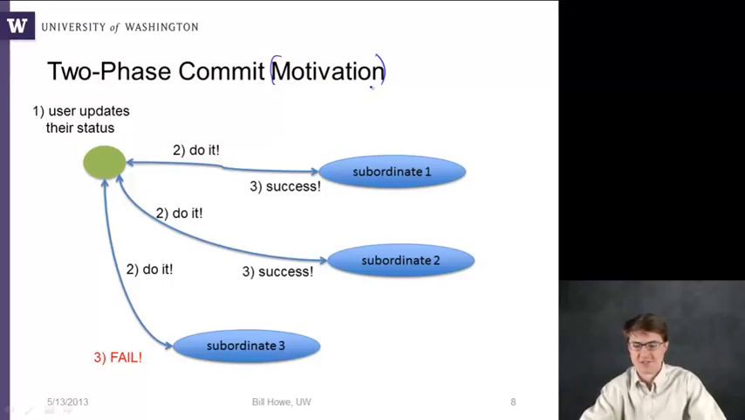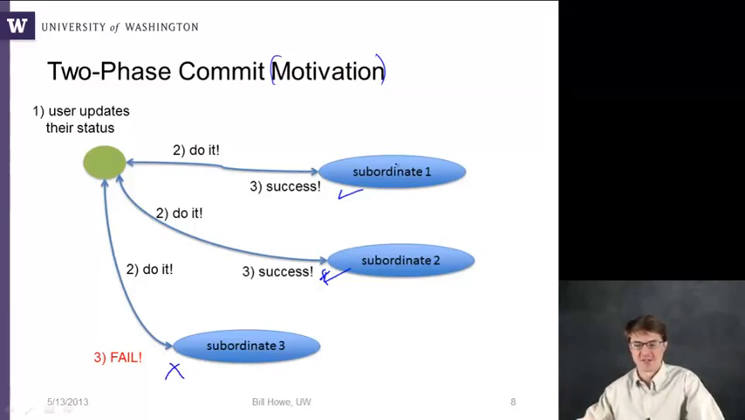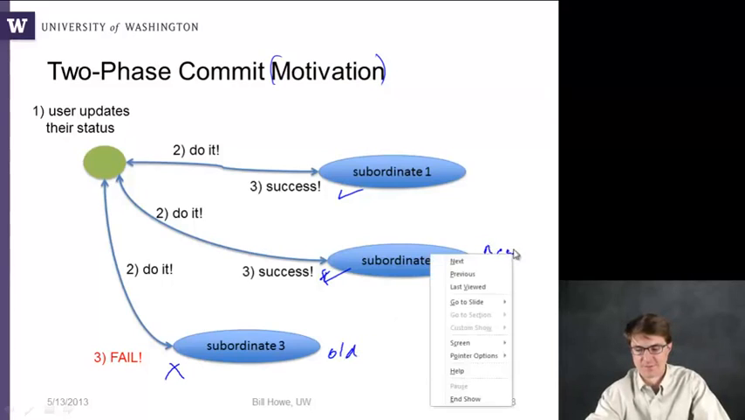But now you're in trouble, right? Because this one has the old value because it failed for some reason. Either you didn't hear back from the server at all, or it said, look, something's wrong with my disk, I can't do it, so it responds with a failure, regardless. And these two have already successfully applied, I'll put a check mark, have already successfully applied the transaction. And so now you're in an inconsistent state. Subordinate 3 has the old value, and these guys have the new values. Okay?